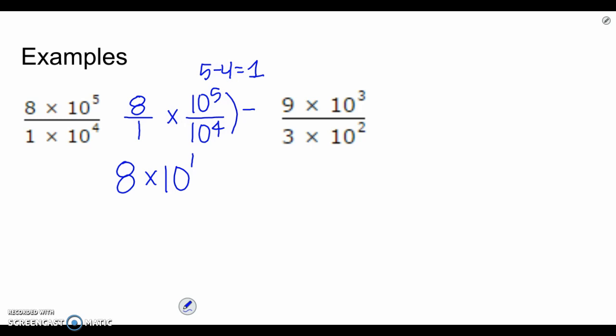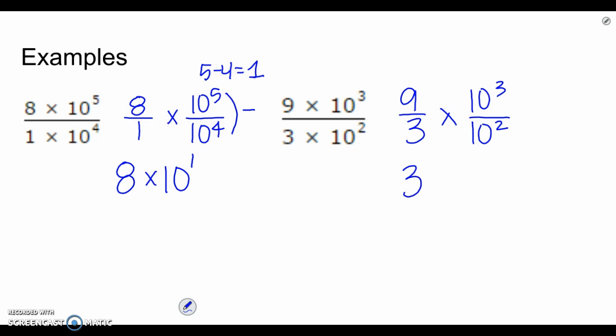For the second one, we're going to divide 9 divided by 3. Then we're going to divide 10 to the 3rd by 10 to the 2nd. 9 divided by 3 is 3 times 10. Again, here we're going to subtract because we're using division. 3 minus 2 is 1, so that is 3 times 10 to the 1st power.